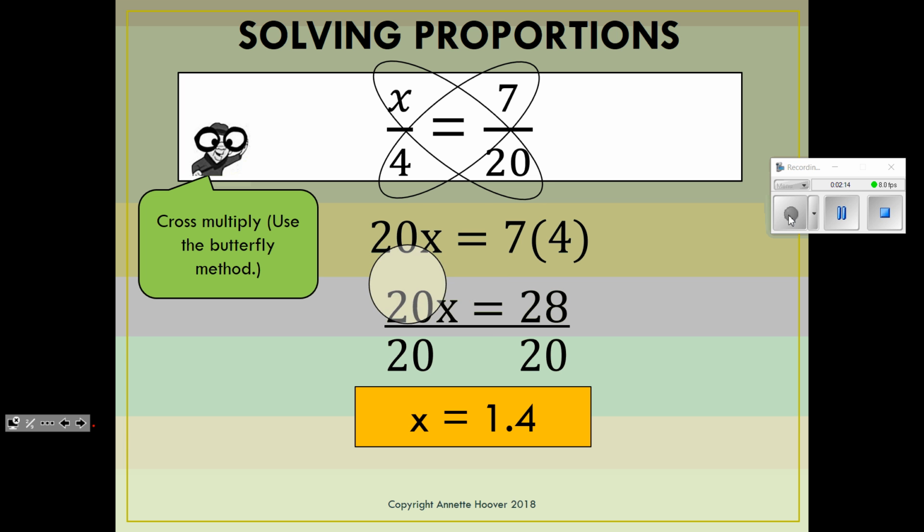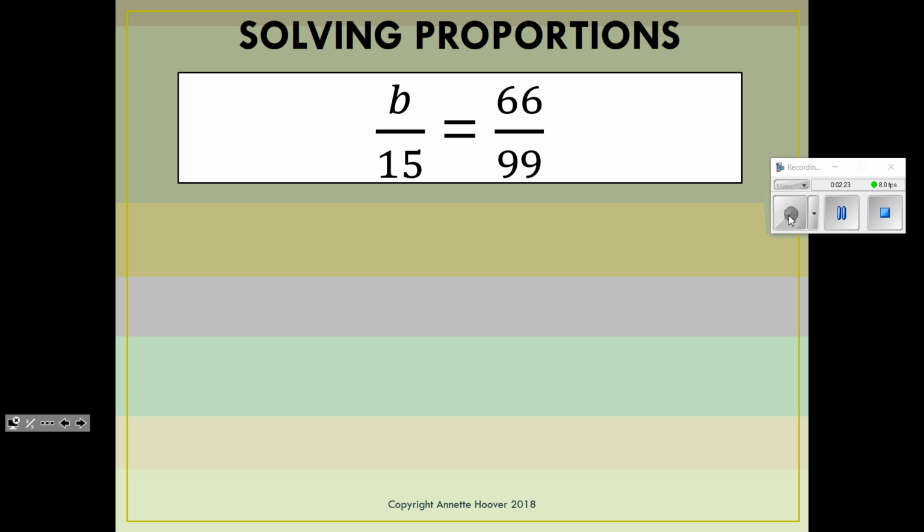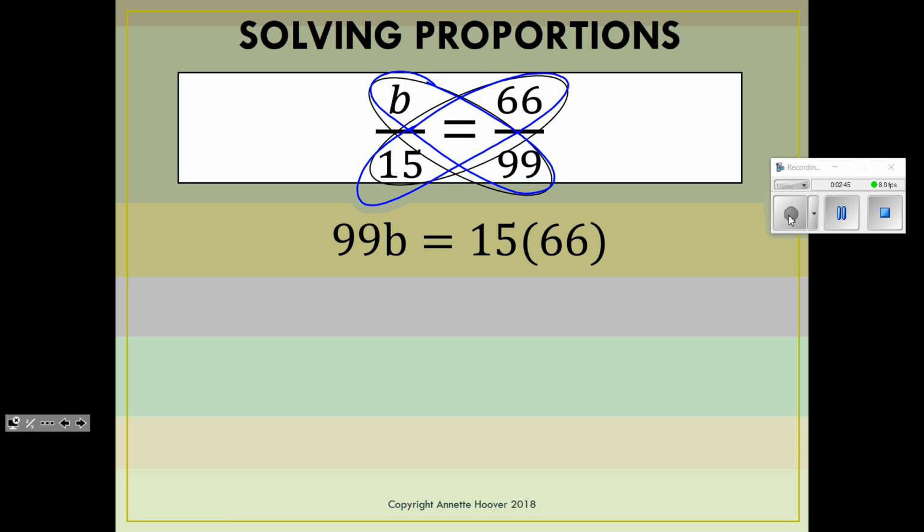So we do something called the butterfly method, where the diagonals across equal each other, and we set up an equation. So let's try that again. Here we have b to 15 is equal to 66 to 99. So we know that this butterfly wing, 99b, is going to be equal to this wing, 15 times 66. Doesn't matter which side of the wing you write on the left side or the right side.